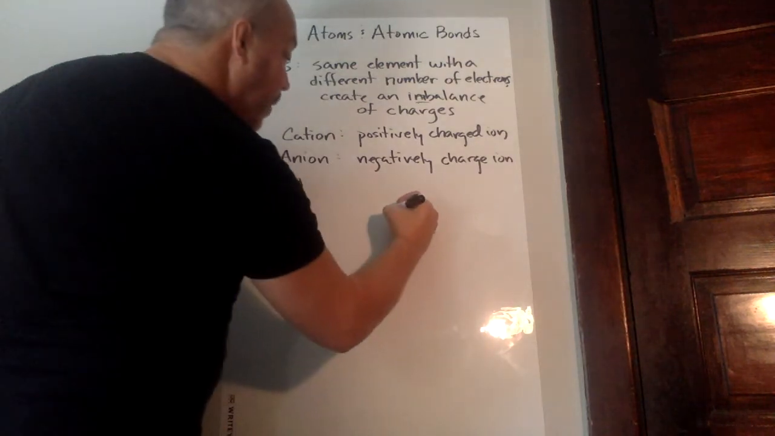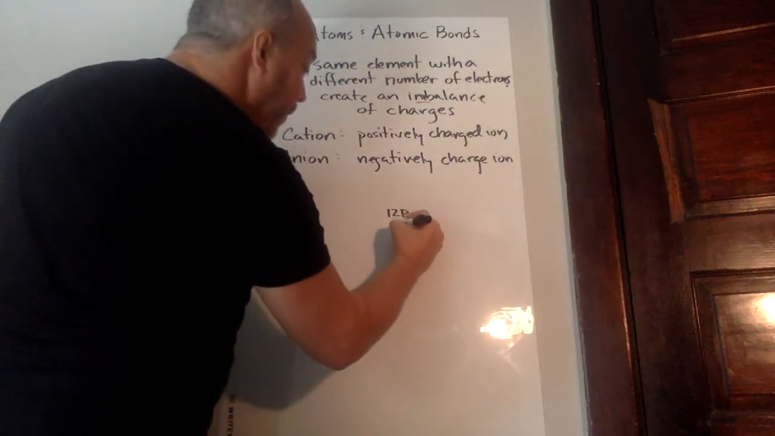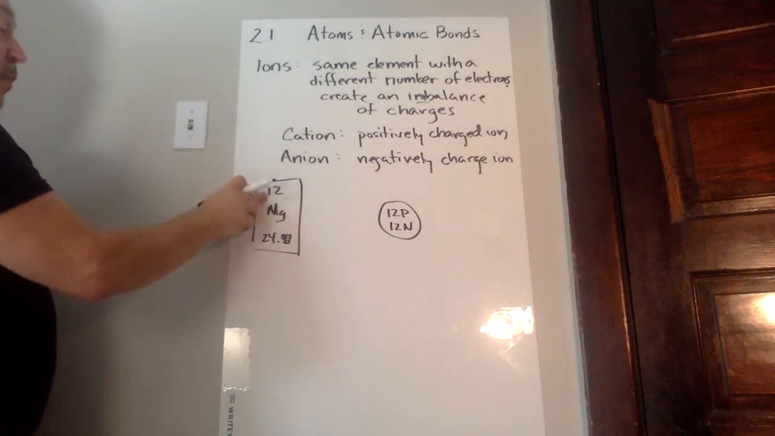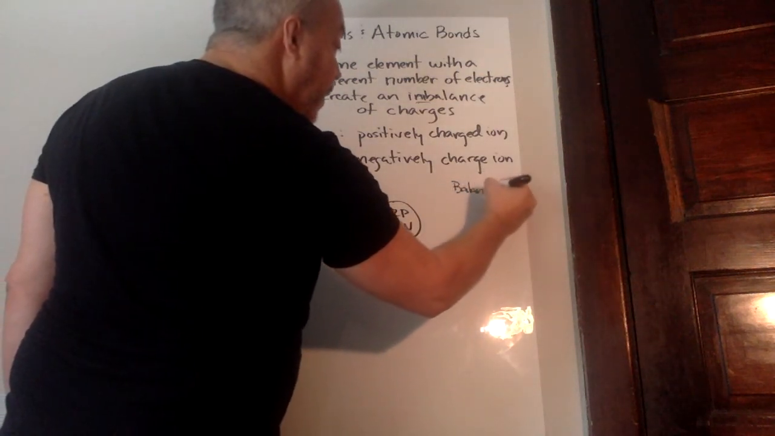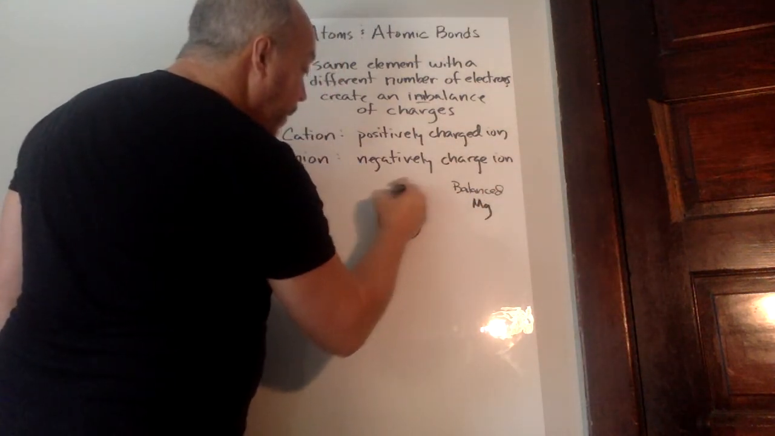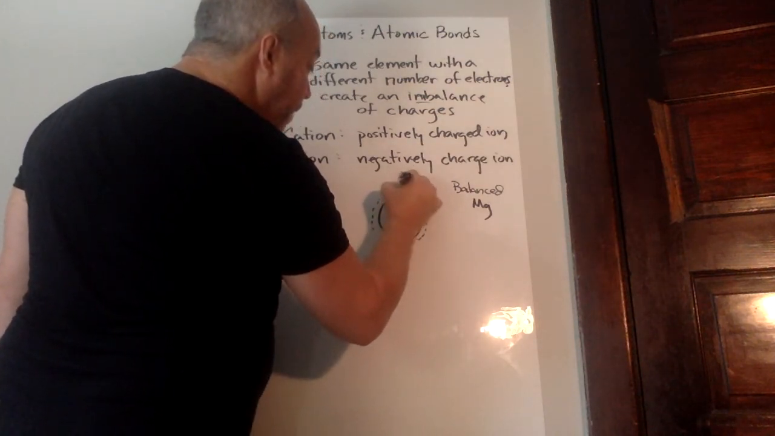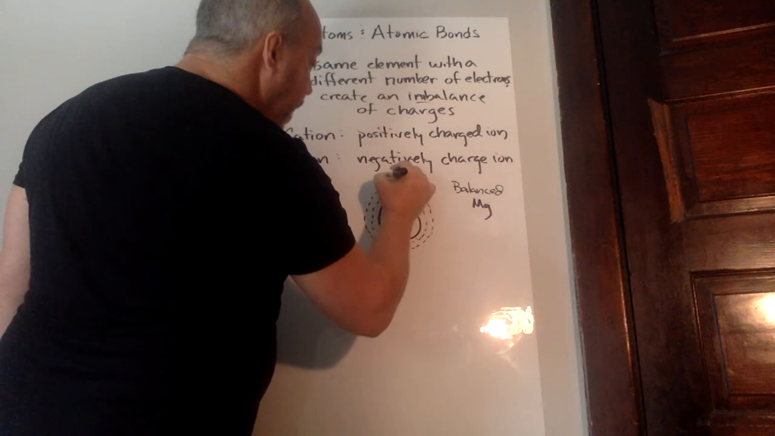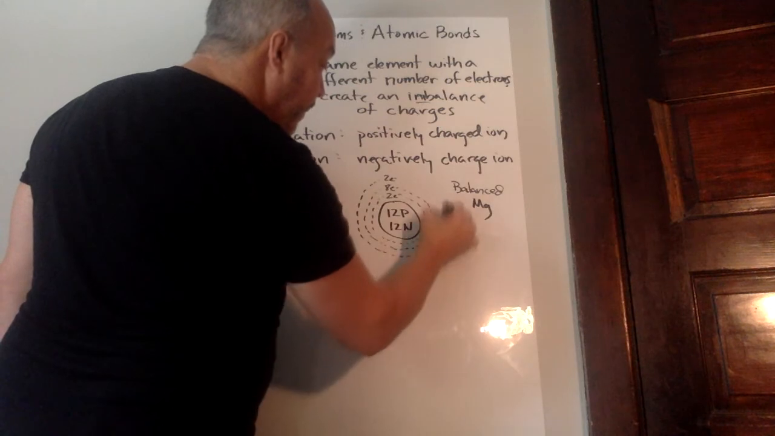So magnesium would have 12 protons. We ignore the decimal. 24 minus 12 gives us the 12 neutrons. We wrap those up in our nucleus. 12 positive charges need to be balanced with 12 negative charges. So those first 2 electrons are going to go into the first shell. 8 will go into the next shell. We've maxed it out. We can move on to the third shell. And then we would have 2 left over to go into the third shell.